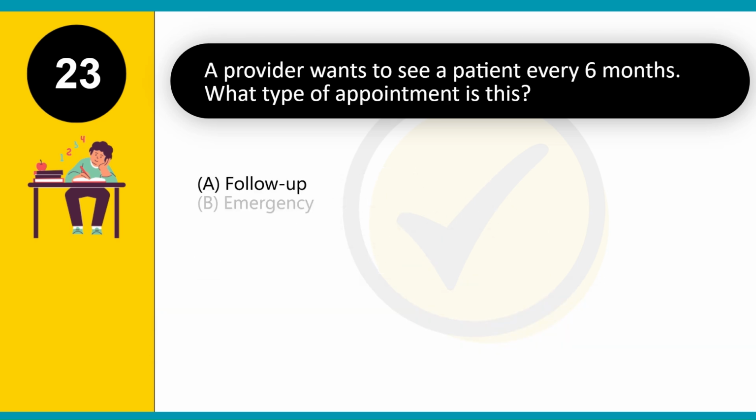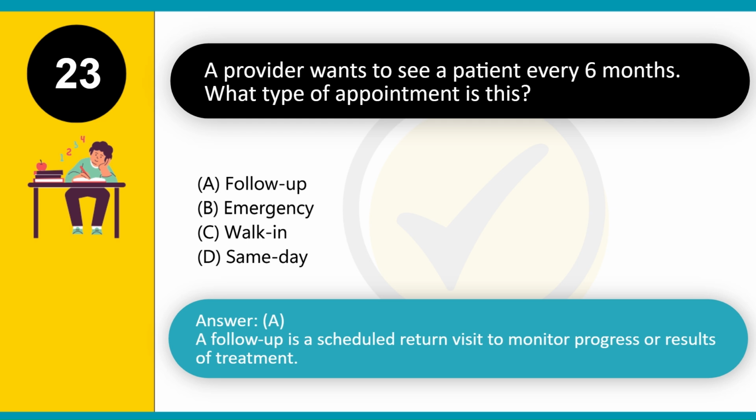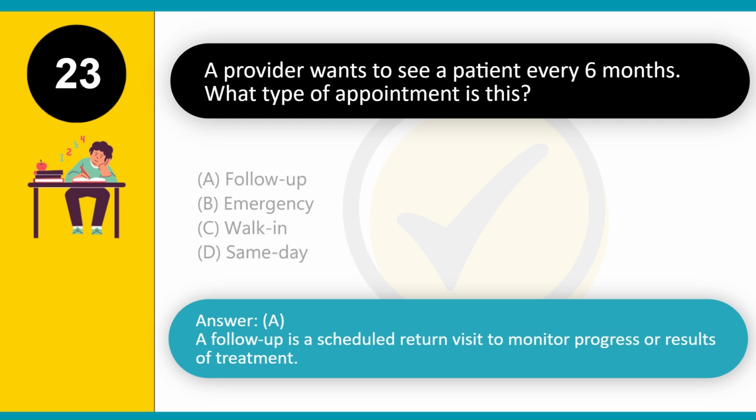A provider wants to see a patient every 6 months. What type of appointment is this? A. Follow-up. B. Emergency. C. Walk-in. D. Same day. Answer, A. A follow-up is a scheduled return visit to monitor progress or results of treatment.